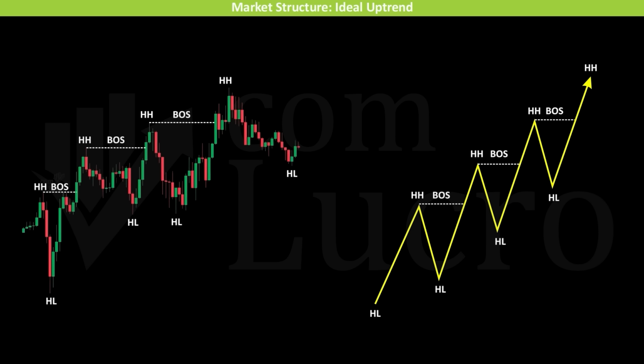First, consider an idealized version of market structure, a perfect uptrend. I call this idealized because it is rare to see an uptrend in real market conditions that follows this pattern perfectly. Markets usually do not move with that level of predictability. Nevertheless, to enhance our understanding of uptrends, let's examine this ideal model before shifting our focus to the more realistic uptrend structures that are more commonly observed.